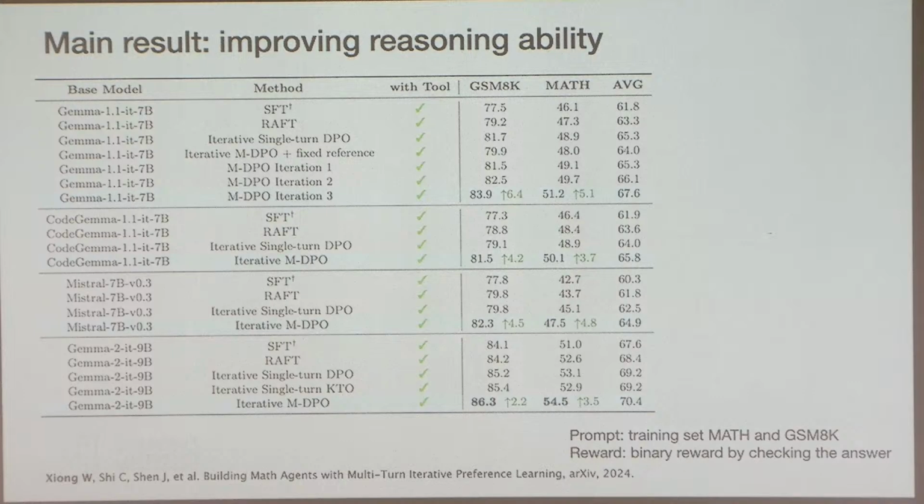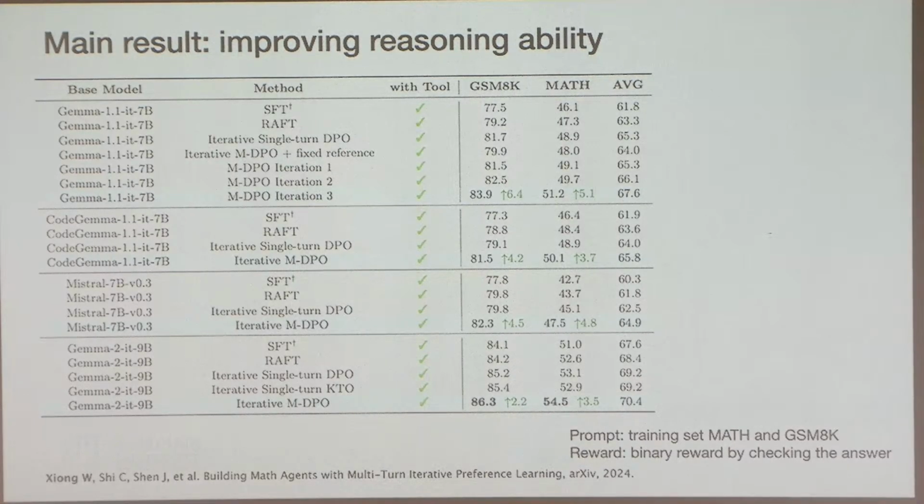And so as we can see, we use the prompt set from the benchmark, the training set of the benchmark, MATH and GSM8K. And the reward here is just a binary reward to check whether the trajectory is correct or not in terms of the final answer. And what we see is that we can achieve significant gain in terms of final test accuracy. Also, if we look at the result with Gemma, we can see that with online iterative training, the final model is much better than when you only run the experiment for 1 iteration.